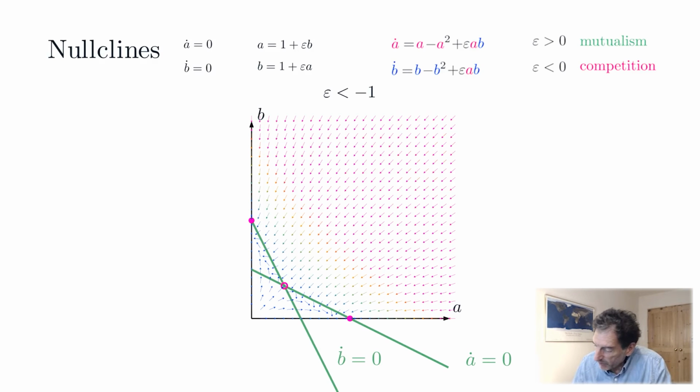So now we can infer what the global flow looks like. It turns out that the symmetrical fixed point where there's coexistence of the two species is actually a saddle point, whereas these are stable fixed points. So in this case, when epsilon is less than minus 1, the competition is so strong that the system would prefer to have one species die off and you just have single species population in a steady state.